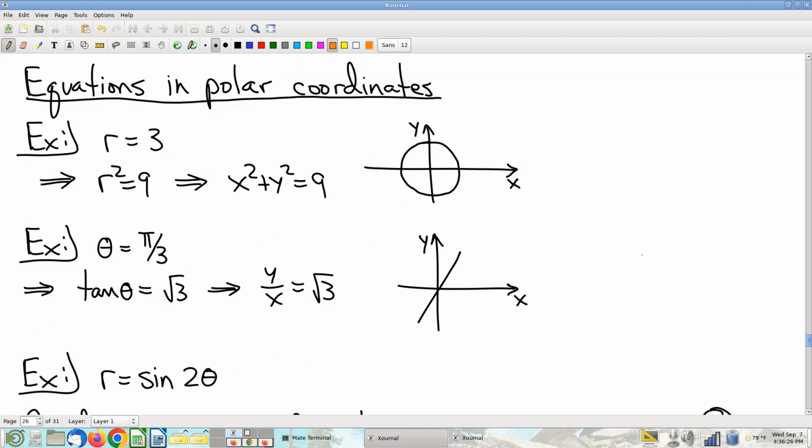So equations in polar coordinates. There's several examples here I'm going to run through pretty quickly. This is a pretty straightforward read, I think. Let me go to the highlighter mode. What is r equals 3? That's an equation in polar coordinates.